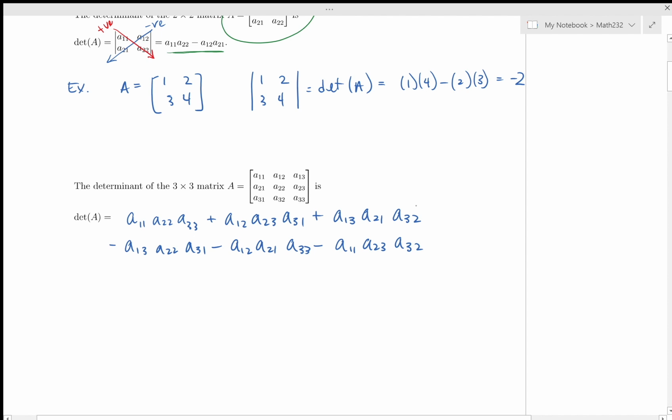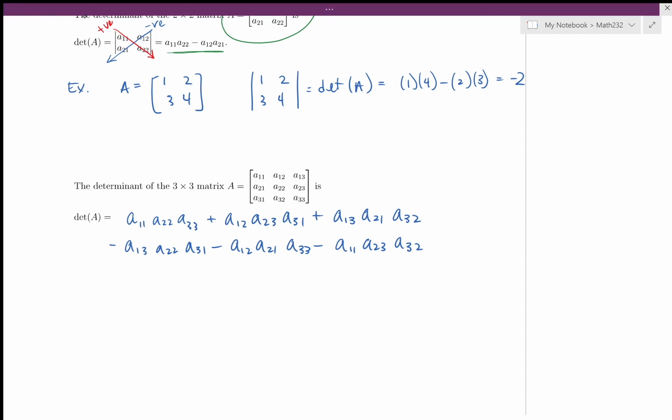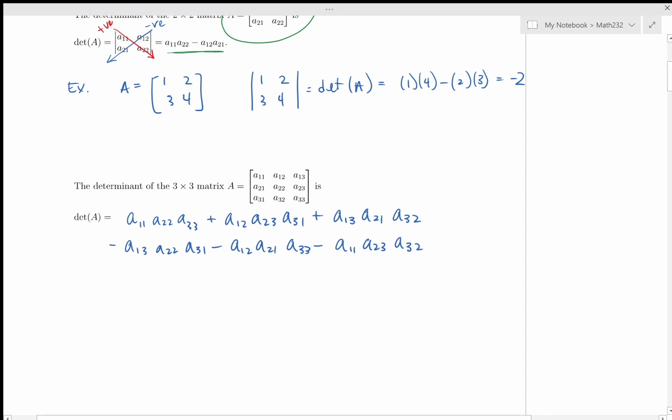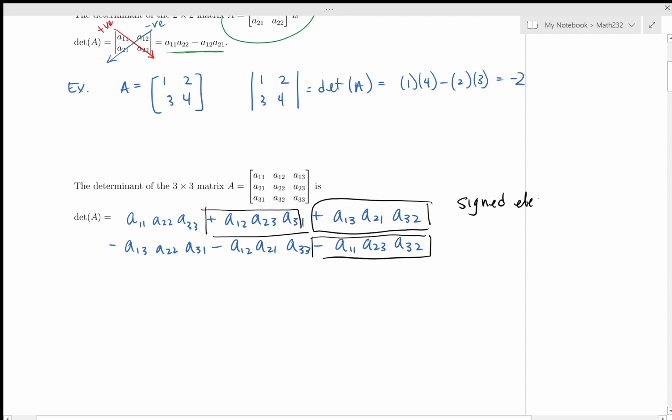These things that are listed here, we're going to see some vocabulary. There is a lot of vocabulary in this course. These things here, and I have the plus sign in there purposely, are called signed elementary products of a 3 by 3 matrix.